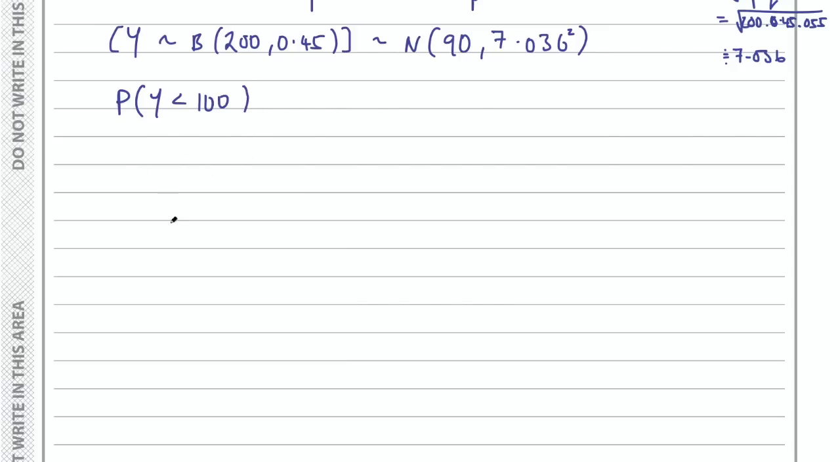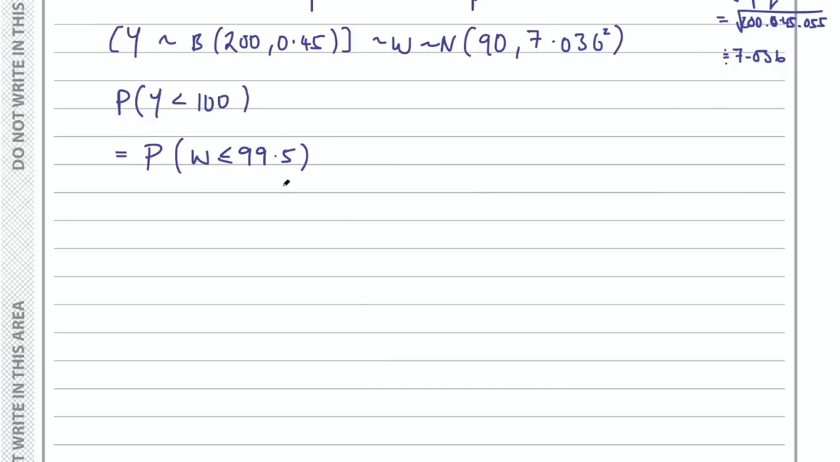And because we're using a normal approximation, we need to use a continuity correction. So this will be the probability of this distribution. I should actually use a different variable there, though I don't think it matters what variable I use. But this is a normal approximation, so let's say W is less than or equal to 99.5. So that's the continuity correction.